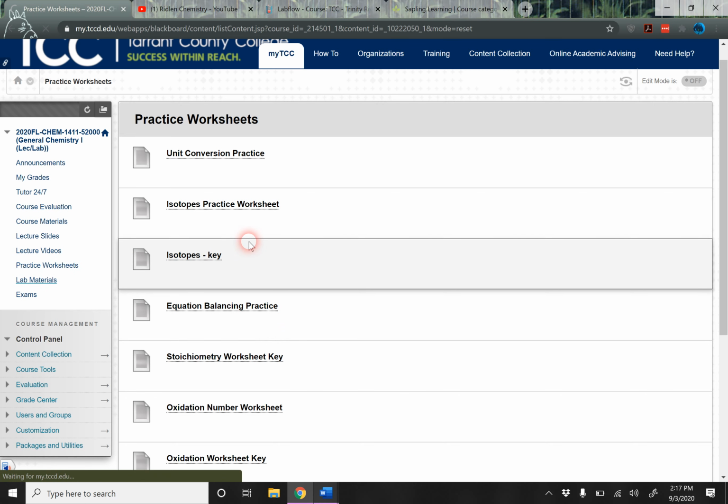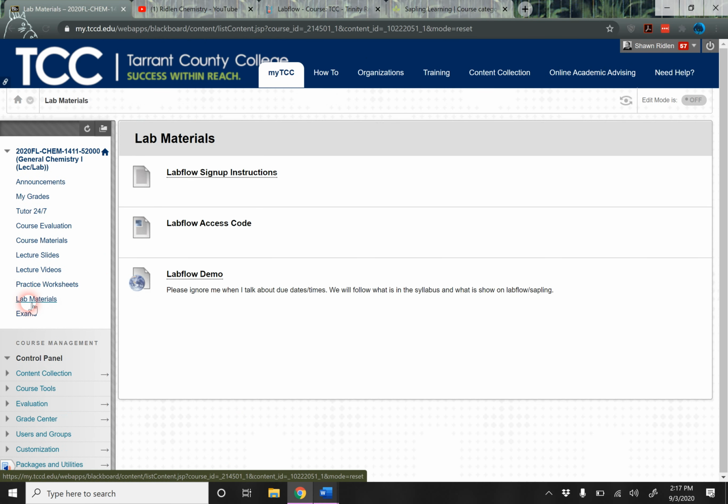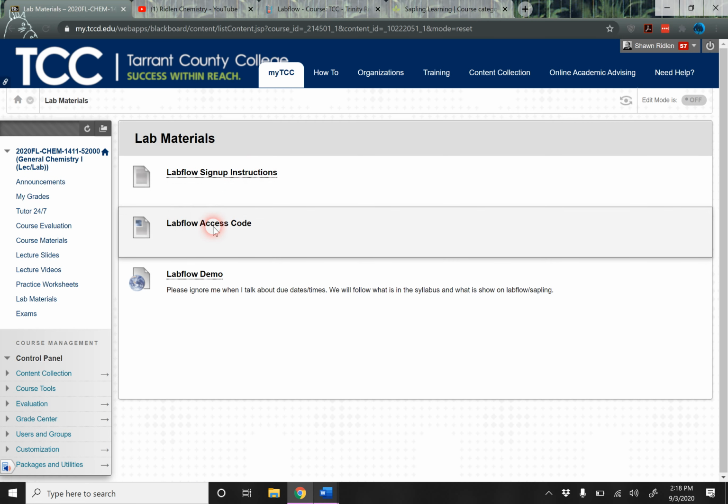Below that will be the lab. So anything lab related, I put in this lab materials section. The first thing is how to sign up for LabFlow. And then again, your LabFlow access code will be here. For some of you, it's the section number. For the class that's the 05 section, it's the other section number. That way we can all just be in one class. So I will write that here. Again, I've just removed it since this is going out over YouTube. We don't want everyone just having access.